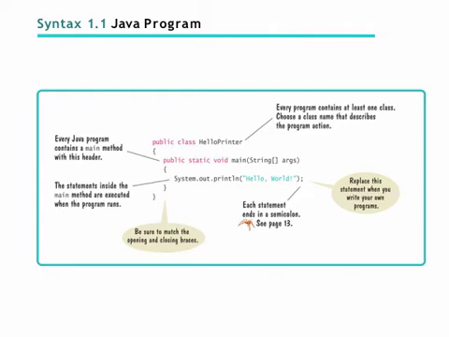Also notice, we haven't mentioned this yet, that every statement ends with a semicolon. So system.out.println, that method call that's going to produce our output, we've got a semicolon at the end. We do not have a semicolon at the end of the class declaration or the method header, just at the end of the statement.